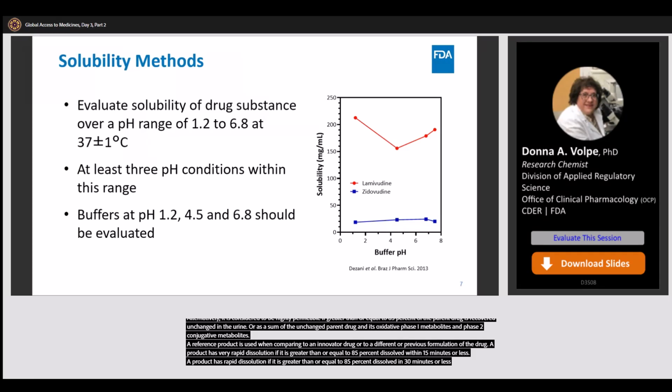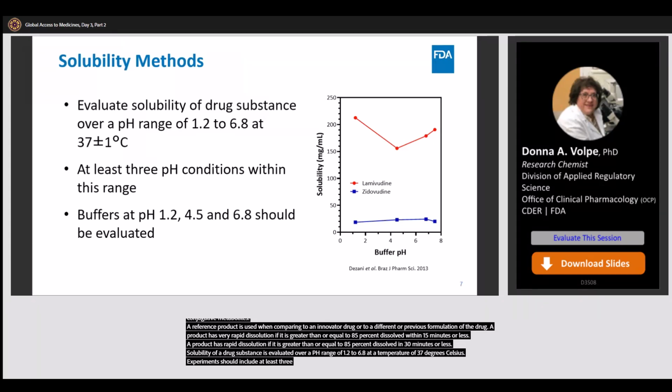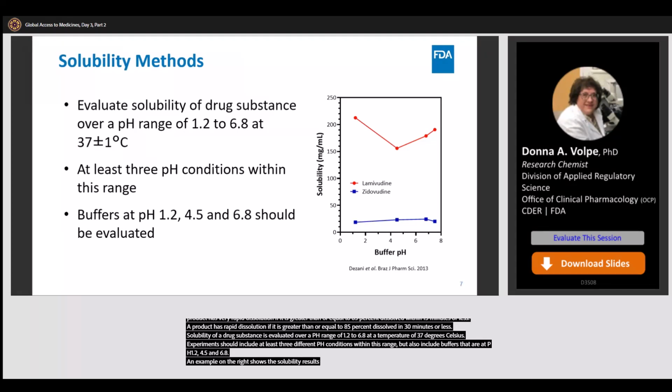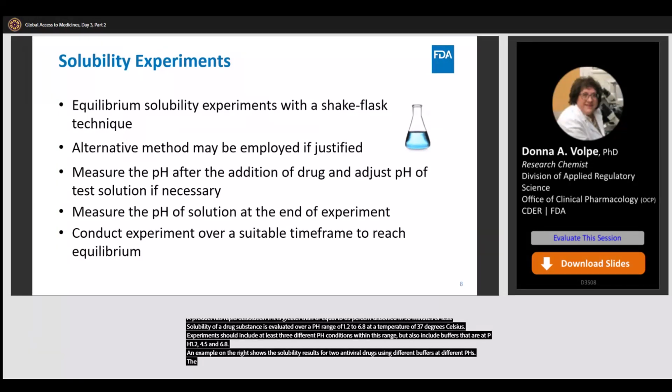The solubility of a drug substance is evaluated over a pH range of 1.2 to 6.8 at a temperature of 37 degrees Celsius. Experiments should include at least 3 different pH conditions within this range, but also include buffers that are at pH 1.2, 4.5, and 6.8. An example on the right shows the solubility results for 2 antiviral drugs using different buffers at different pHs. The shake flask method is preferred for the equilibrium solubility experiments, although other methods may be used if justified.